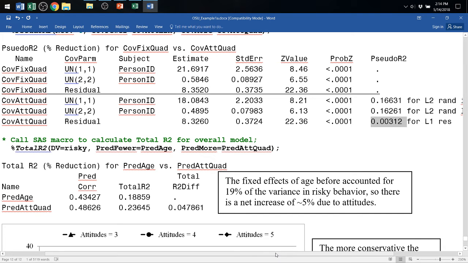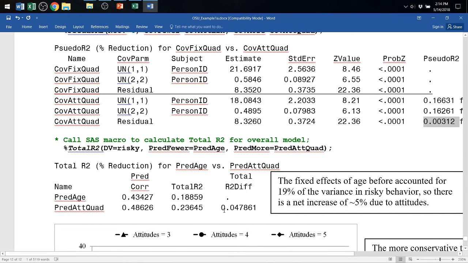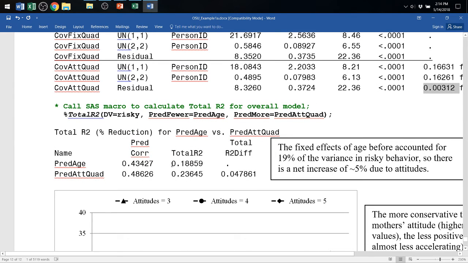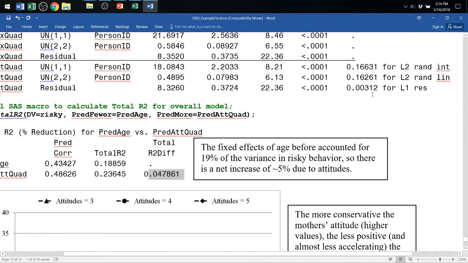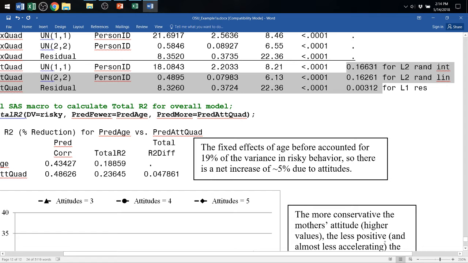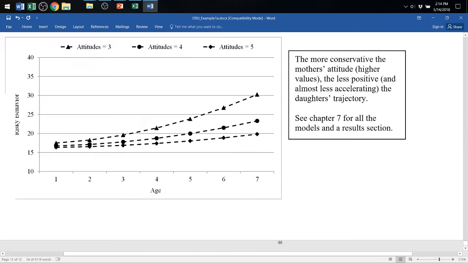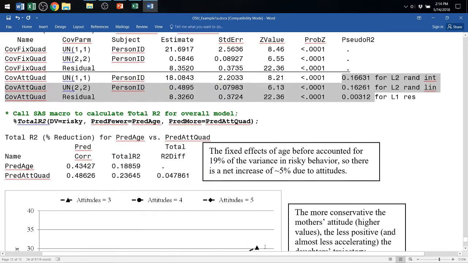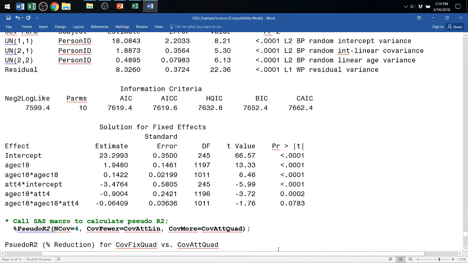If you want to put that all back together again, what is the net effect of attitudes across the whole model? Well, here's the previous model that had just time. That was a total R-square of 0.19. Now I'm up to a total R-square of 0.23, so I picked up about 5% more variance. So attitudes accounted for 5% additional variance overall in risky behavior. The specific ways in which it accounted for that 5% are right here. Questions on that story?